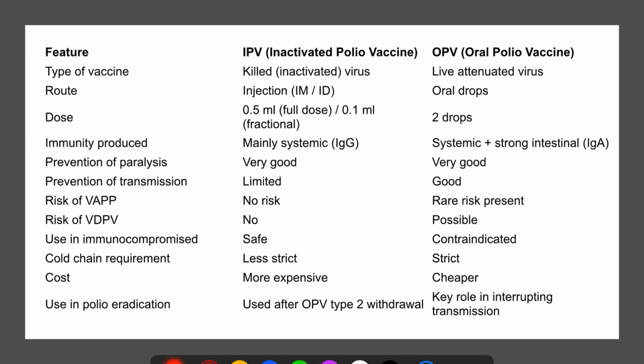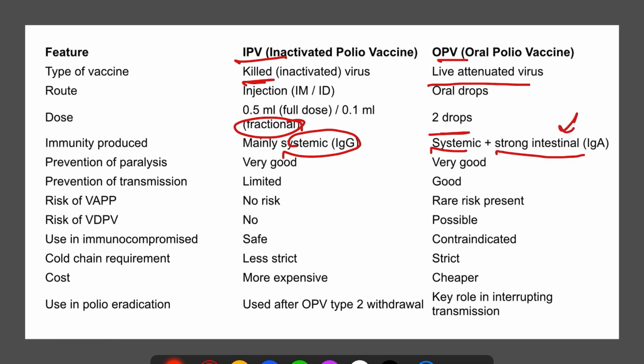What are the key differences between IPV vaccine and OPV vaccine? As we have read earlier, IPV is a killed vaccine, while OPV contains live attenuated virus. IPV can be given by either the intramuscular route or the intradermal route, and in intradermal we require only a fractional dose, while the OPV is given by the oral route. IPV produces mainly systemic immunity, while the OPV produces both systemic as well as strong intestinal immunity that prevents the reinfection of the gut by the wild virus. Both vaccines prevent paralysis.